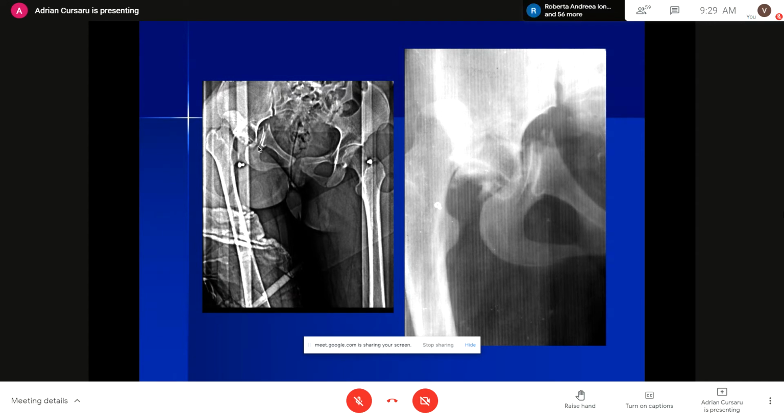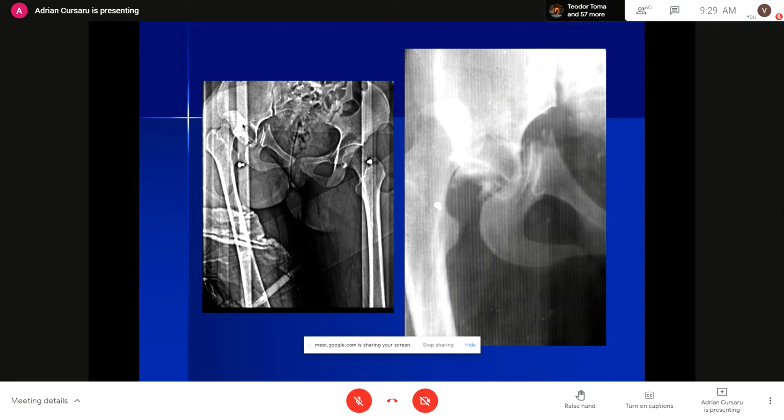What do you think? Intra-articular. Very good. It's an intra-articular fracture. Why is it an intra-articular fracture? Because we have a fracture on the acetabulum, and that area of the acetabulum has cartilage. When a fracture involves cartilage, you will tell us that it's an intra-articular fracture.